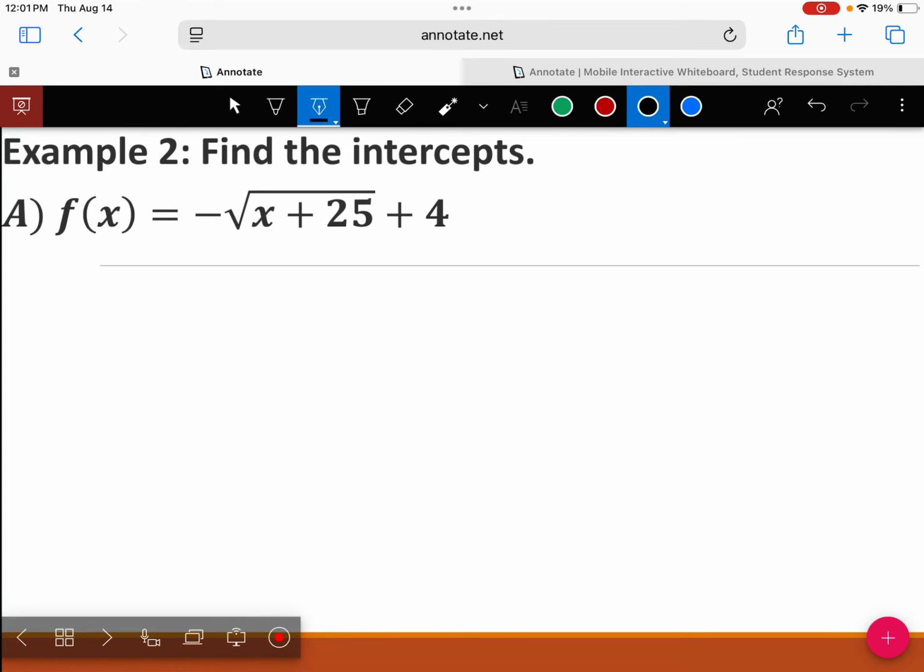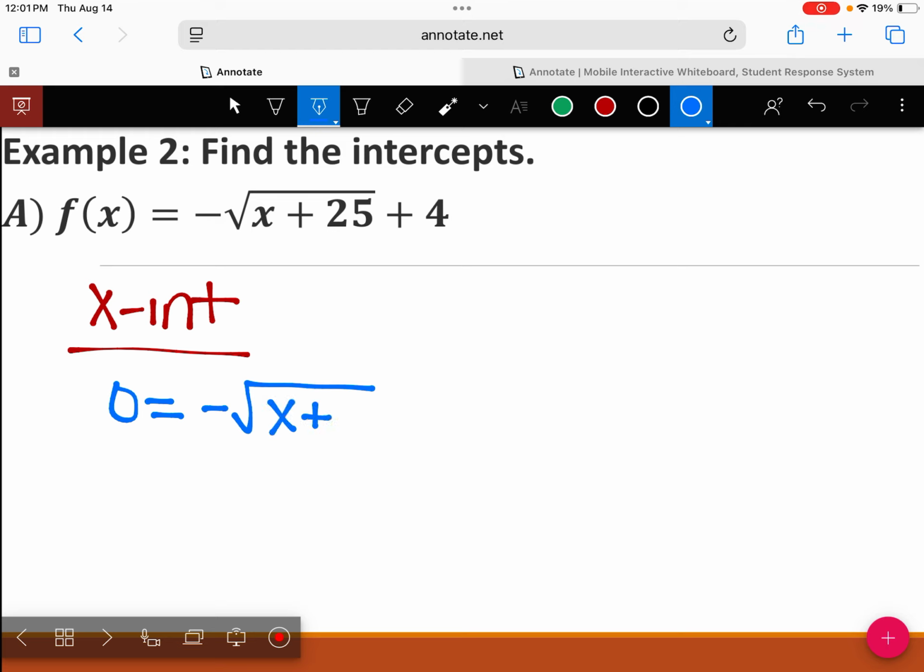So in order to find the x-intercepts, where do we put our 0 for y? And do we all know that f of x is the same as y? We know that, right? All right, so what we have is an equation. We have 0 equals negative square root of x plus 25, and then plus 4. We have to solve this for x.